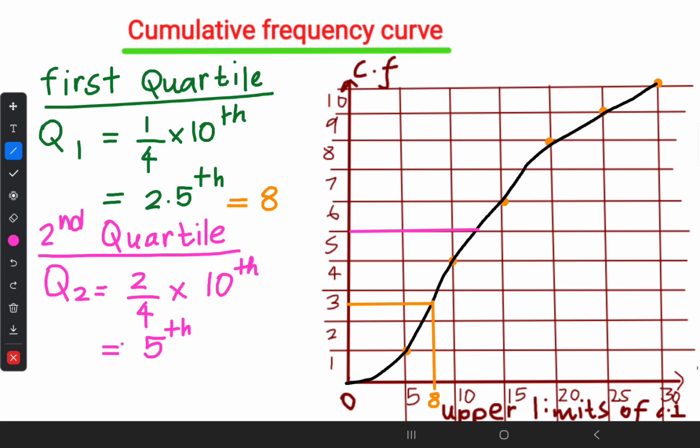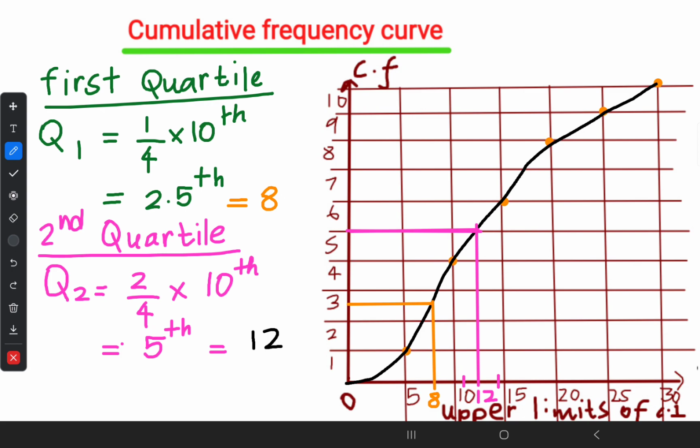That is a must. Thereafter, produce from 5 to its corresponding x coordinate. It lies somewhere in between 10 to 15. It is not 11 or 14 or 13. Around 12, I will take this as 12. So the second quartile value we obtained was 12.